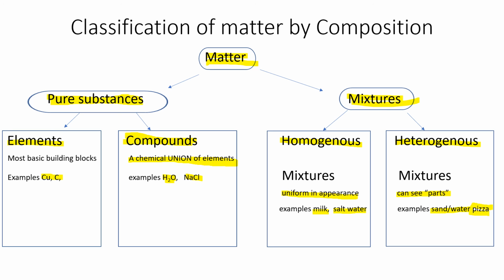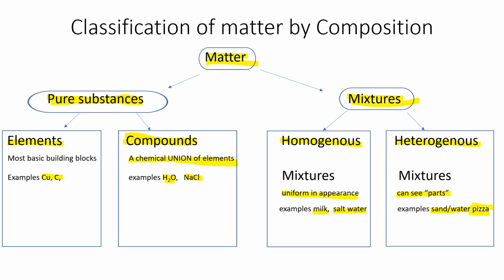So when you're looking at homogeneous versus heterogeneous mixtures, you really want to just be looking at how they look. What do those parts actually look like? Are they uniform in appearance? If they're uniform in appearance, you have a homogeneous mixture. If you can see different parts, you have a heterogeneous mixture.